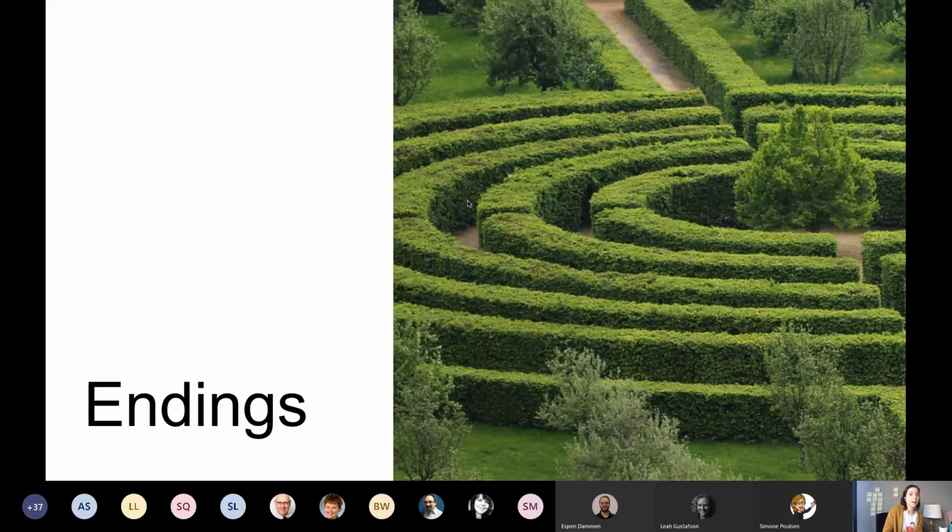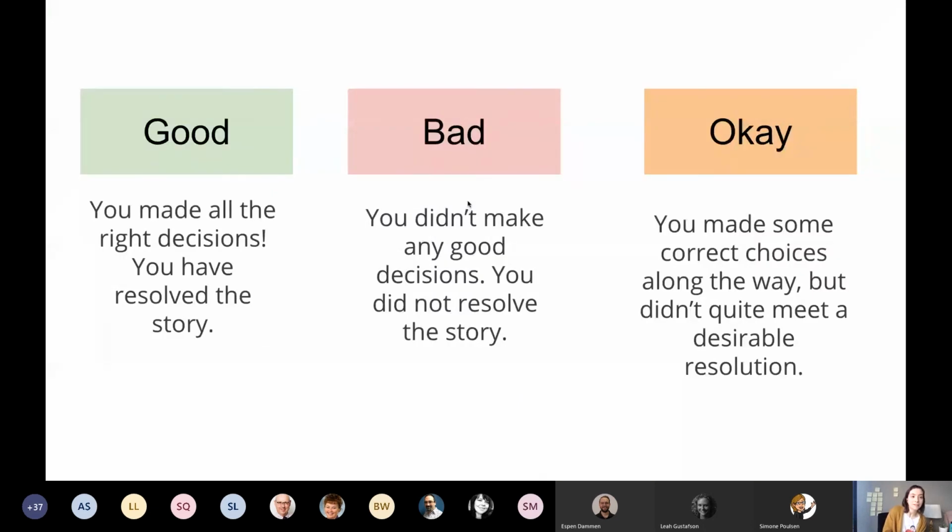Endings. You might end in a good place, a bad place, or a neutral place. Neutral might be that you've made some good decisions along the way. Not all of them are great, but you've reached a reasonably desirable conclusion. It's not a good approach to design a narrative with all good choices leading to a good consequence, because again, students are going to catch on.